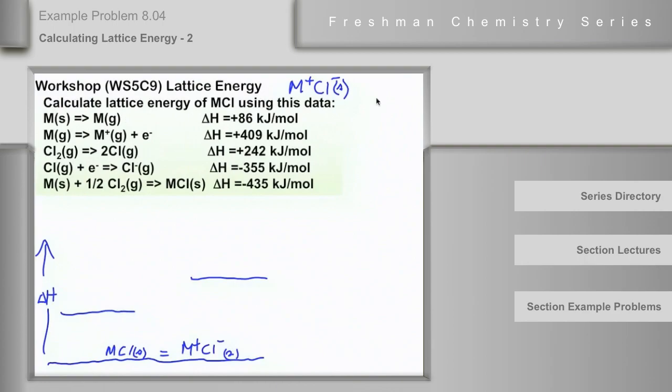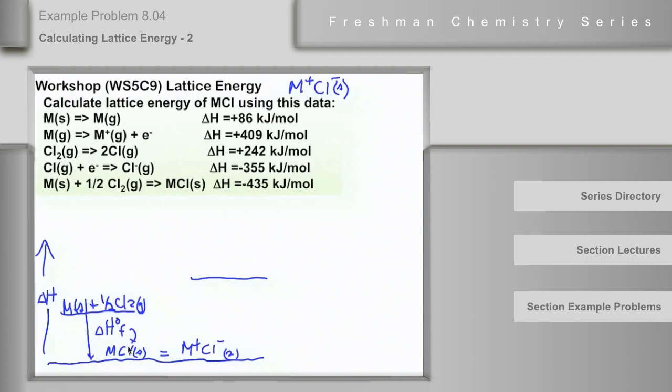We always look at the formula first, because the formula tells us what the formation equation will be. The formation equation describes the formation from the elements. So M solid plus 1/2 Cl2 gas combining together to give 1 mole of MCl has a delta H of reaction equal to the delta H of formation of MCl. That's the kernel of this.